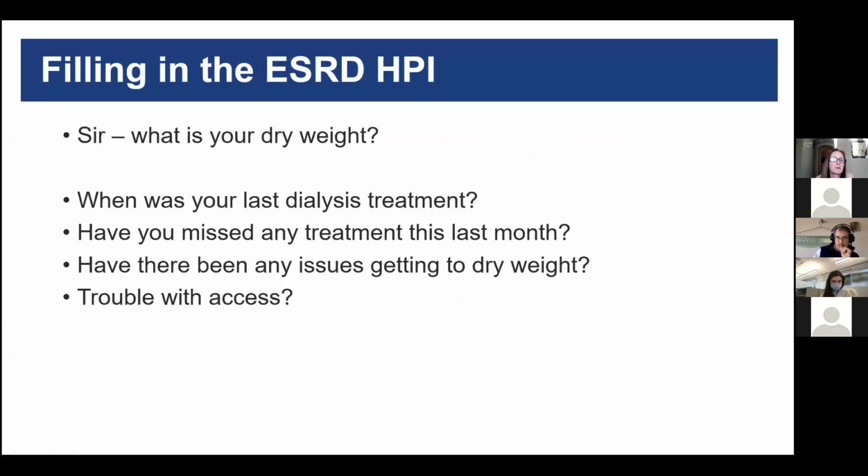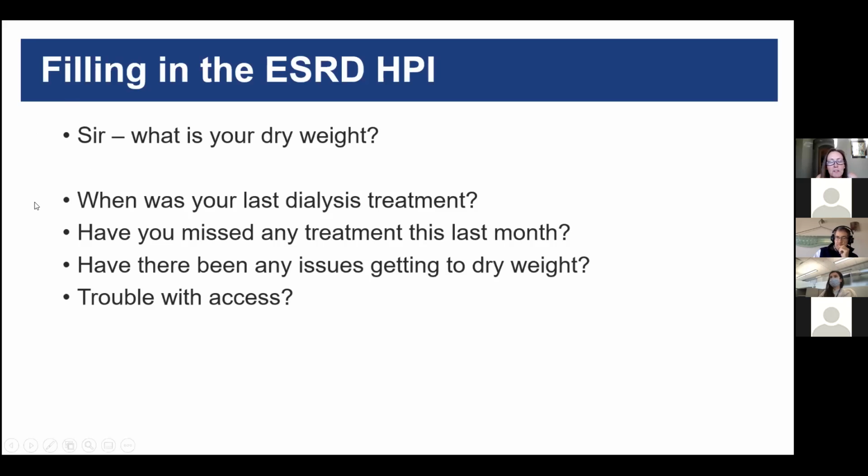The number one question in your ESRD history of present illness is, sir, what is your dry weight? And they will almost always know what their dry weight is. So you don't have to worry about contacting the dialysis unit or any other fancy thing. You won't find it in the record, but if they're awake, they'll know their dry weight because they've probably argued about it at some point with their staff.